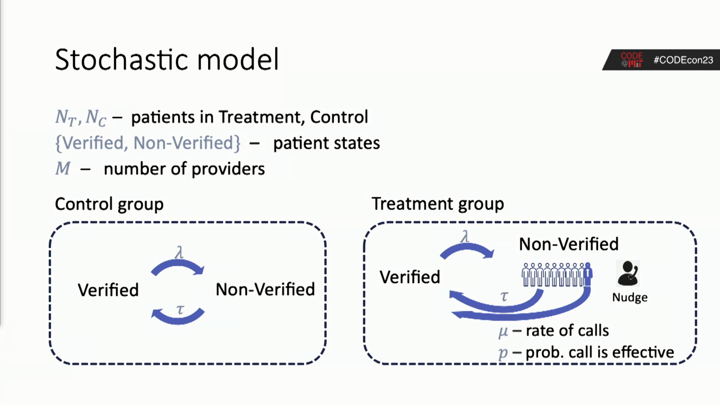But even if a patient's not called, they can still start taking the medication of their own accord, just like the control patients. And so there's also this rate tau of abandoning the queue. And so in this treatment group, people in the verified state are in the good state, and everyone in this queuing system is in a bad state.